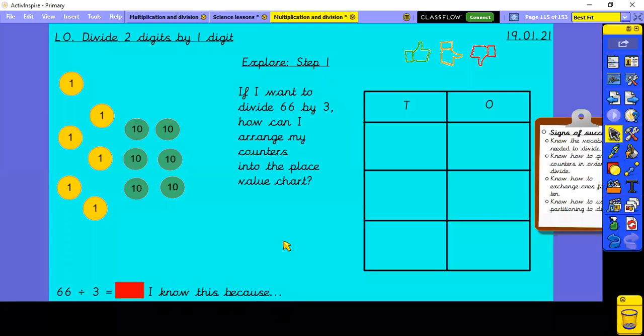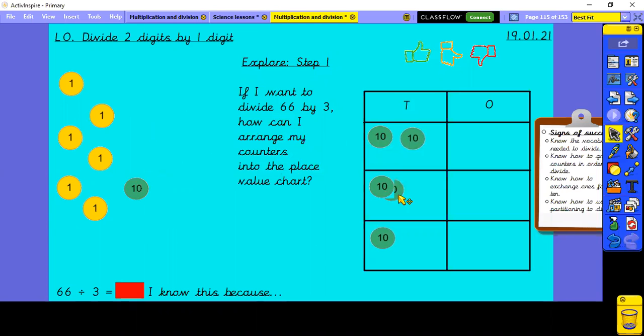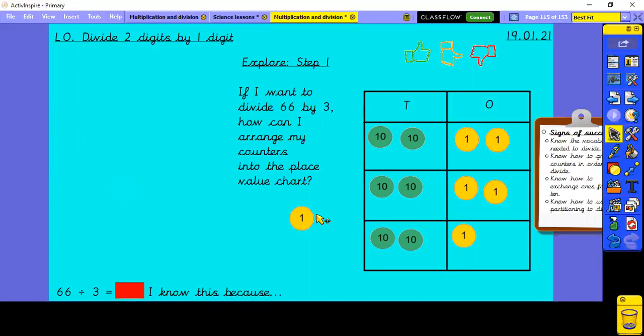Okay, and now I'm going to use the same method as before to show you how we'd find our answer. So I'm going to start with my tens again and divide those equally into 3 groups. So I've got 1 2 3, 1 2 3. So my tens have been divided into 3 equal groups, and we have 2 tens in each group. Okay, now onto our ones. So I've got 1 2 3, 1 2 and 3. So again, I've got 3 equal groups of 1, and there's 2 ones in each group.